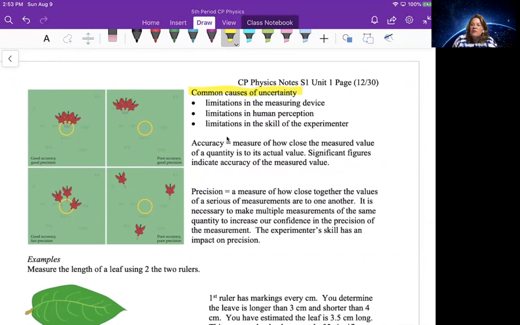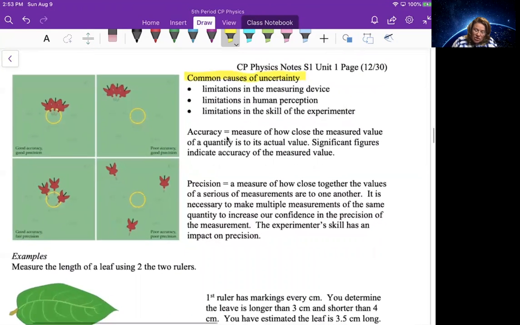But here's some hints, okay? Three common causes of error. What are they? Limitation in the measurement device. That is the biggest source of error, in my opinion, is your measurement device. The device that you use to measure whatever it is you're measuring, whether it's time, whether it's length, whether it's mass. Your measurement device is what's causing the majority of your error, okay?